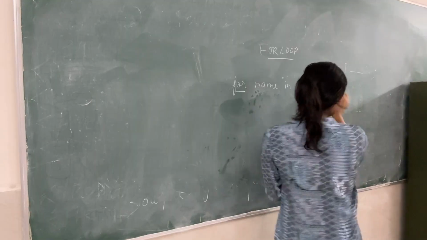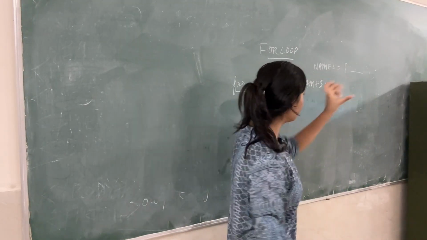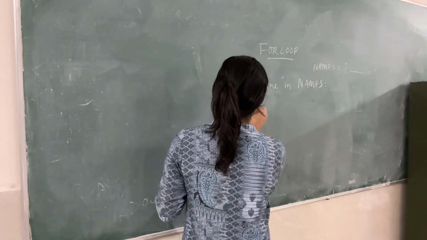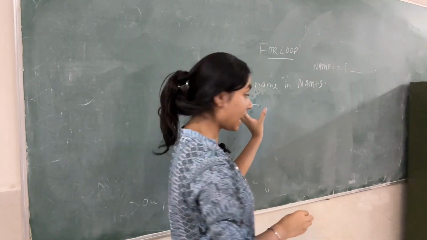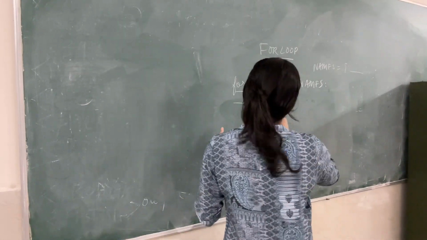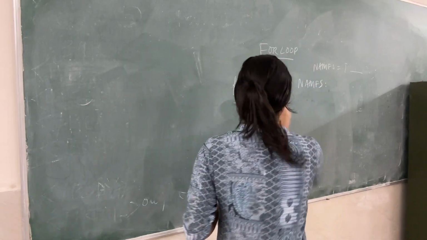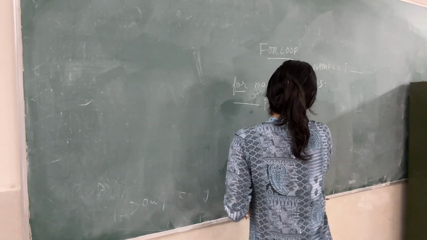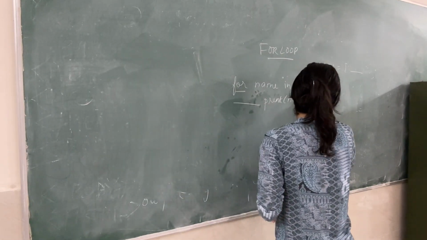Then you use a colon, and then you leave 4 spaces, that's a tab, and then you write your code. For example, if I want to print every name, I'll just write print and then name. Try to do this and see what you get.